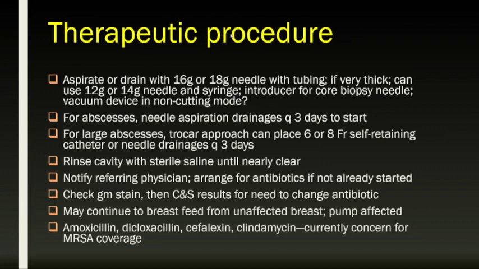There have been a report or two, and we did try it with limited success, using a vacuum device in non-cutting mode. You need a wired device there, but for a very large abscess or one that's quite thick, that might be something you might want to try. For large abscesses, this trocar approach can be used to place a 6 or 8 gauge French self-retaining catheter.